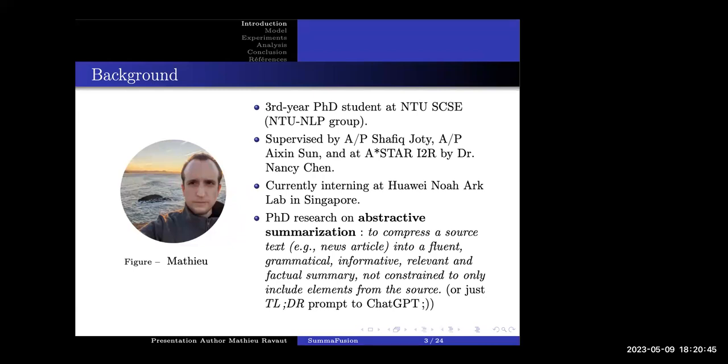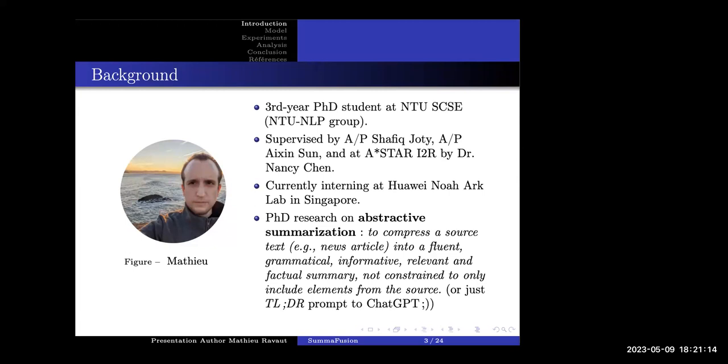If you're not familiar with summarization, the task itself is quite intuitive. There are two flavors to it. There's extractive summarization, which is restrained to copying things which are in the input. And there's abstractive summarization, which is more like a human would write a summary, and the summary can contain words and sentences which are not in the source.